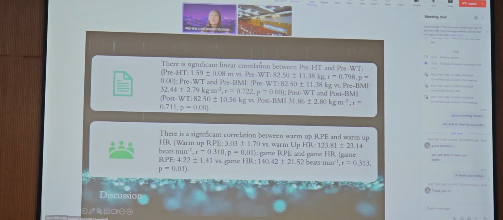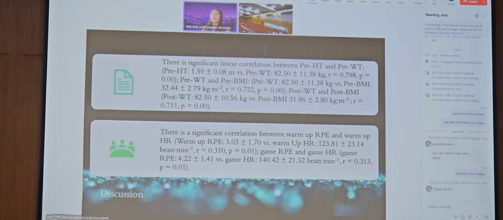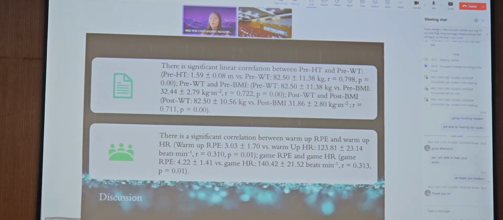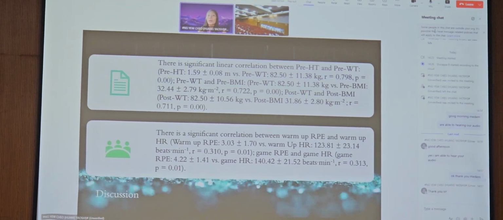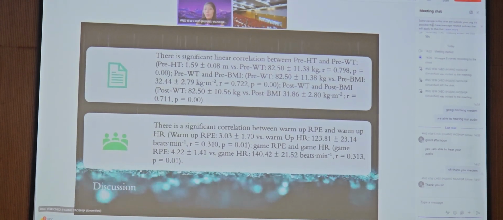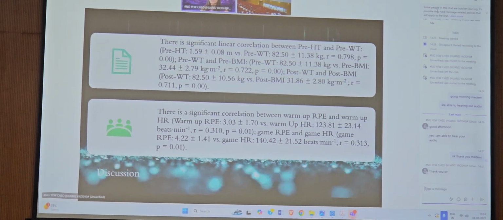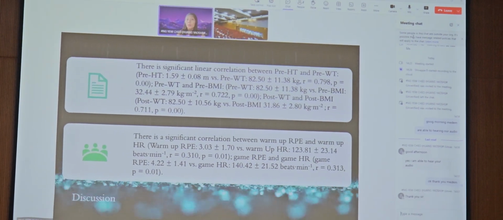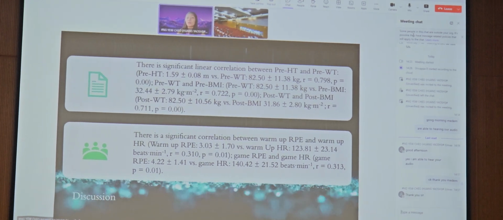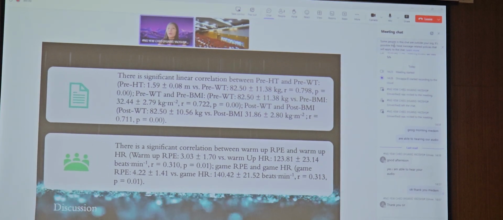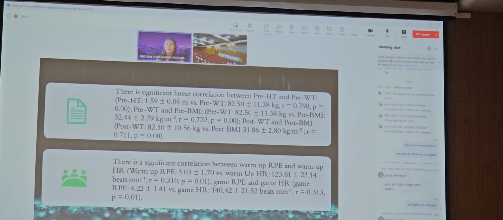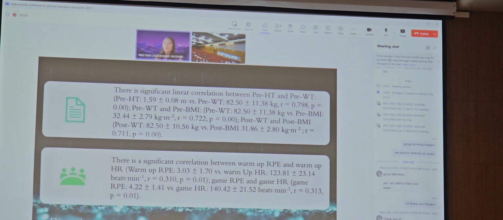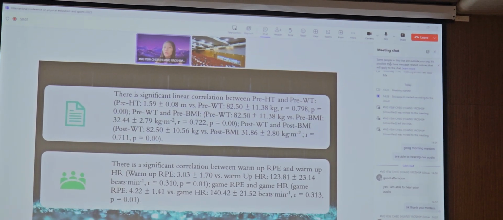And there's also a significant linear correlation between their pre-height and their pre-weight, with an R-squared value of 0.789, and then their pre-weight and pre-BMI, also an R-squared value of 0.722. And their post-weight and post-BMI has a significant correlation also with an R-squared value of 0.711. And of course, their RPE and heart rate warm-up, as I mentioned earlier, there was also significant correlation.